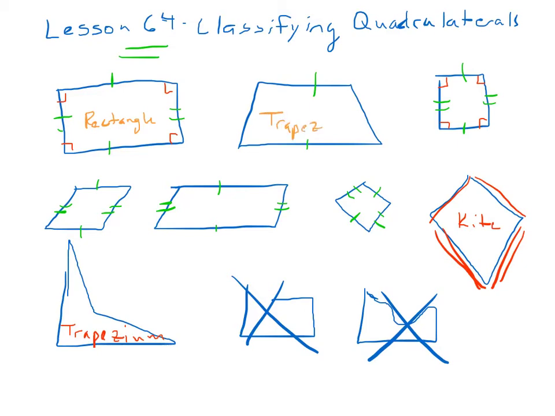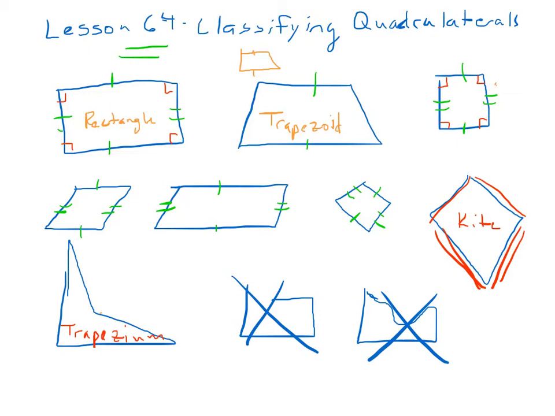This is a trapezoid. Kind of sounds like trapezium down here, but a trapezoid has only one set of parallel sides. So another way to draw a trapezoid would also be like this, because only the top and the bottom are parallel, not the left and right side.